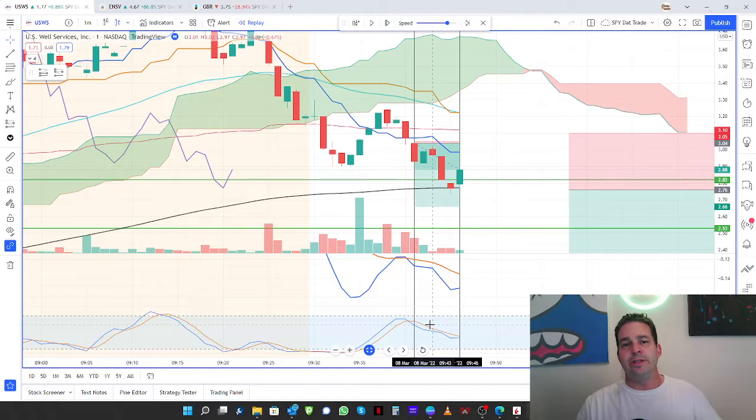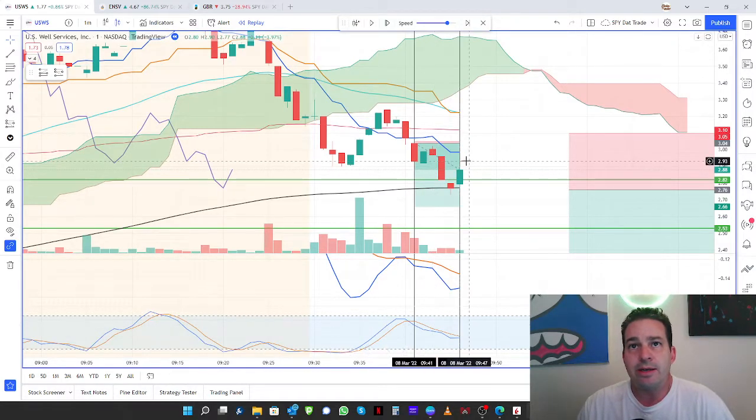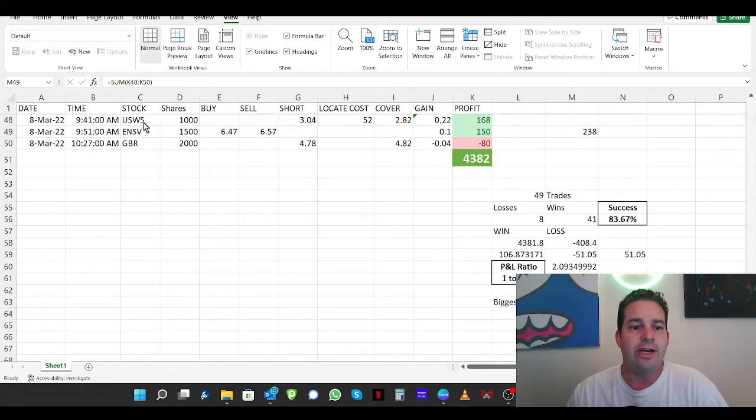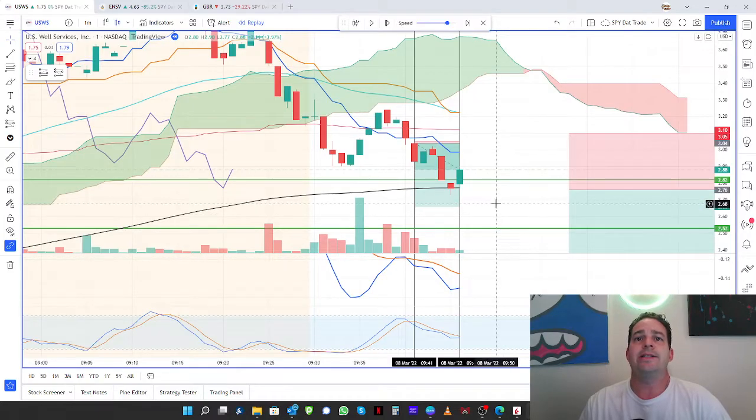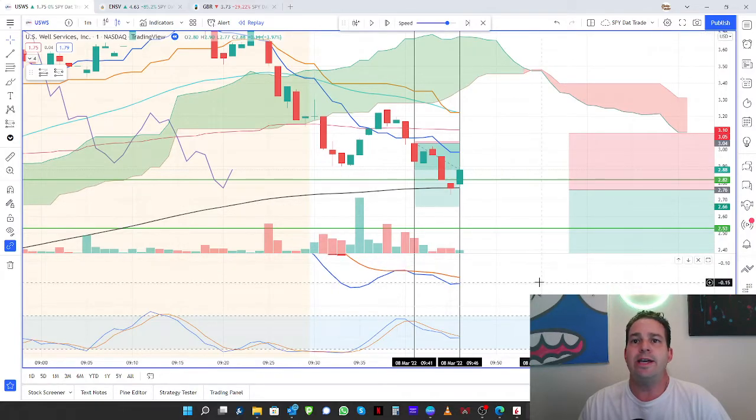This one didn't really break down the way that I wanted, so at that point I decided I'm going to take my profit. You can see USWS. I took 1,000 shares. I shorted at 304. My locate cost me 52 euros just to make the trade. I covered at 282. That gave me a gain of 22 cents on 1,000 shares, minus the $52 locate, is 168 euro. So that was my first trade of the day.